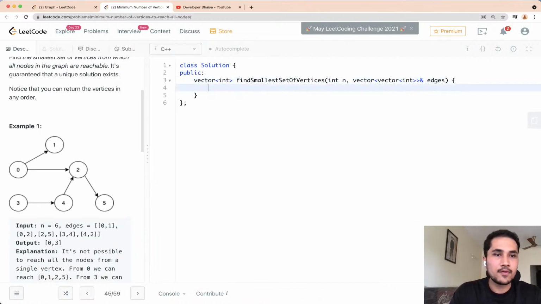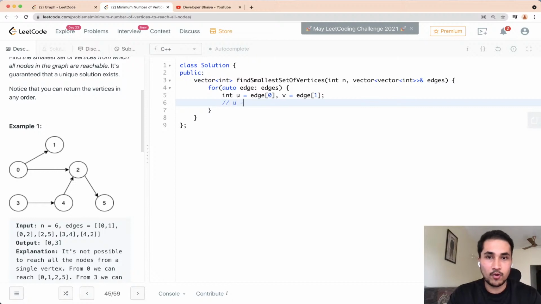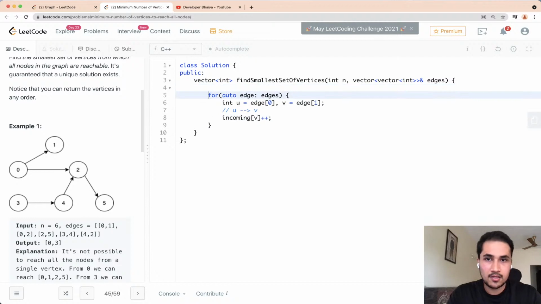All right, so what do we have? We have edges, and so for auto e in edges, or let's use edge. So what can we do from the edge? We can say that int u is edge 0 and v is edge 1, right? And this is an edge from u to v. This is directed, which means that incoming v plus plus, right? What is incoming? It's a vector of int incoming, which is initialized to 0.